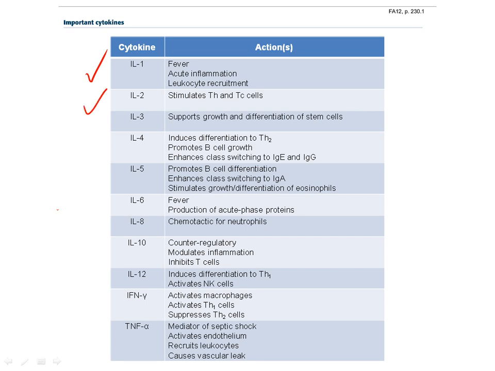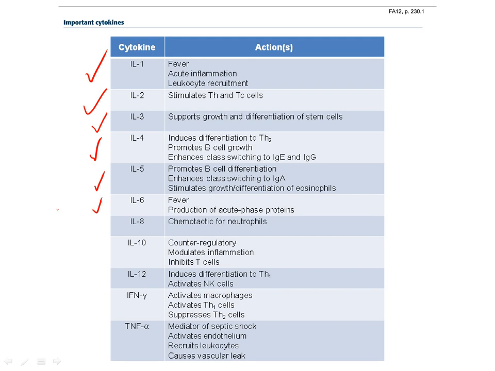IL-2 stimulates growth of helper and cytotoxic T cells. IL-3 supports growth and differentiation of bone marrow stem cells. IL-4 induces Th2 differentiation and enhances class switching to IgE and IgG in B cells. IL-5 also promotes differentiation of B cells and enhances class switching to IgA. IL-5 also stimulates eosinophils. IL-6 is another endogenous pyrogen.